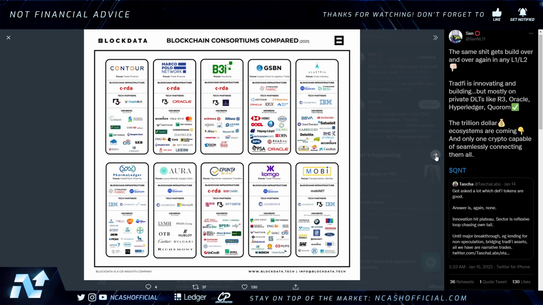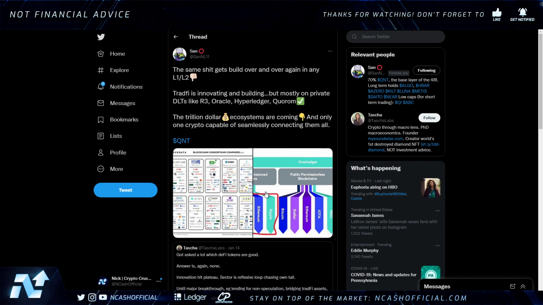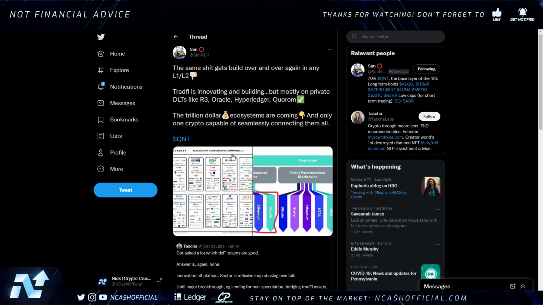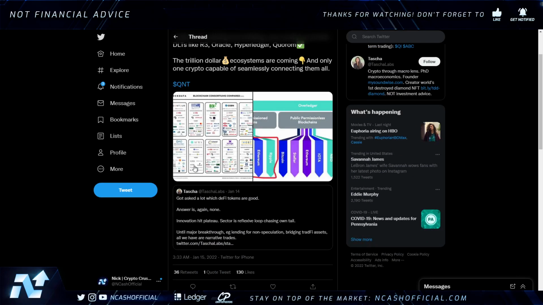In my mind, when we're talking about all of these major DLT technologies, these are all enterprise permissioned blockchains: Hyperledger, Corda, JP Morgan, Quorum, Ethereum, and even Ripple. But the best part about this is how are they all going to be connected? How are they all going to be able to communicate with one another? Well, you need that interoperability bridge. And if they're all going to move trillions of dollars, what you need to look at is the interoperability layer that is going to move all of this. And there's only one. It's QNT.